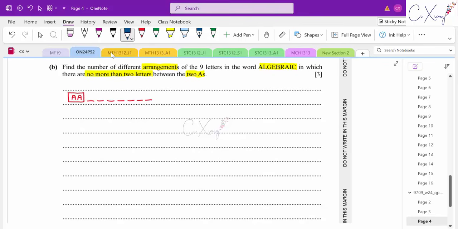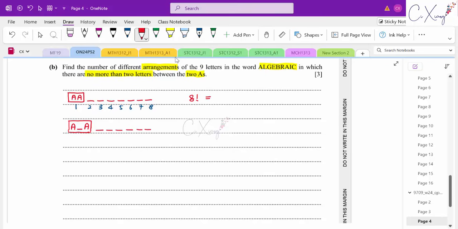So now you want to arrange the 8 units here: 1, 2, 3, 4, 5, 6, 7, 8. When you want to arrange 8 letters and they are all different, the arrangement will be 8 factorial. So this is the first case that we have. After that, we want to consider the case where there is 1 letter between the 2 A's. To ensure that there's 1 letter between the 2 A's, I will treat these 3 letters as 1 unit. So I still have 6 letters outside.